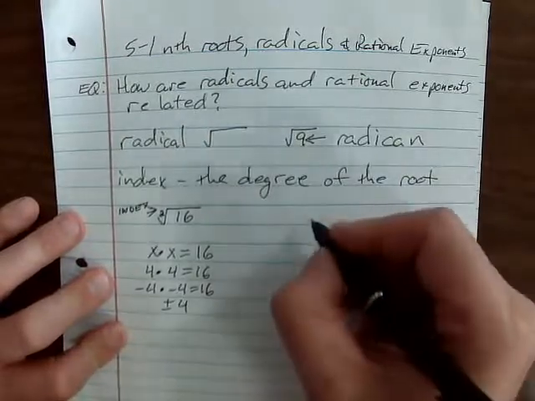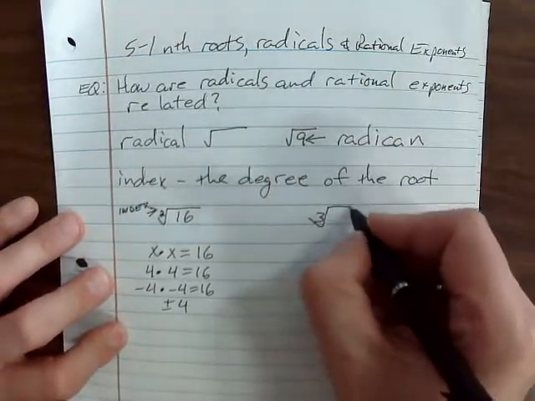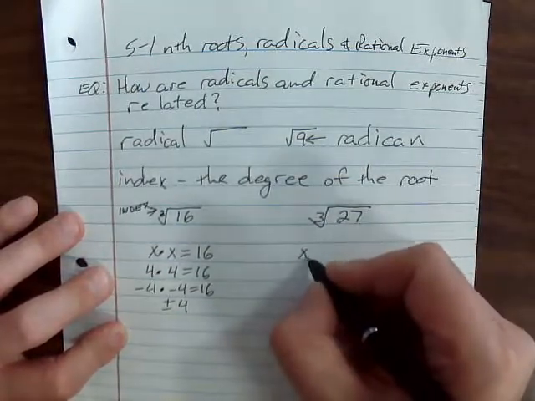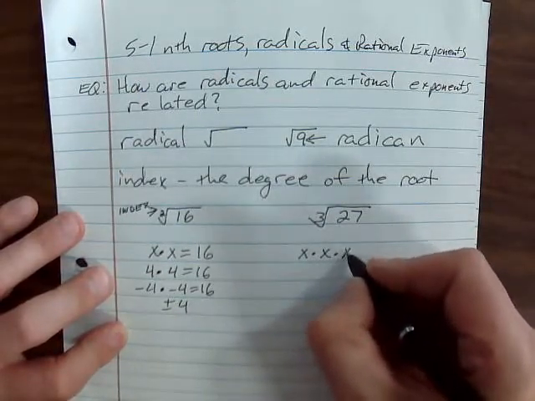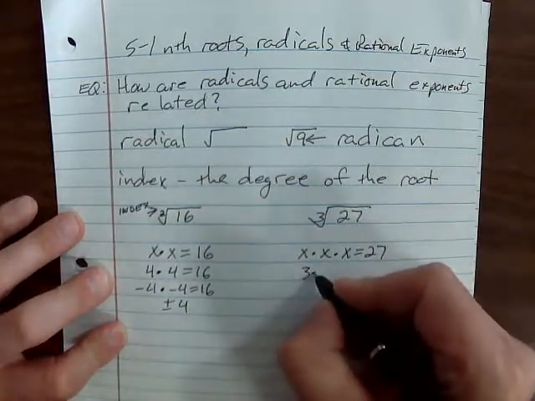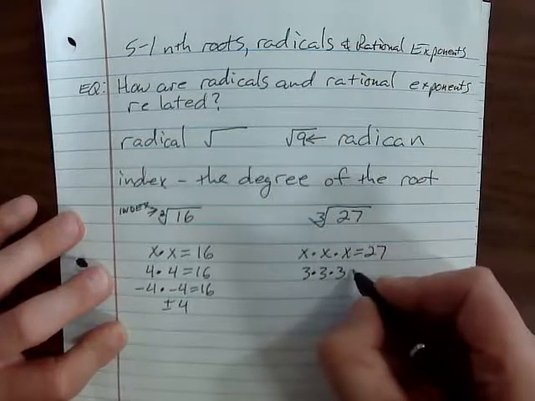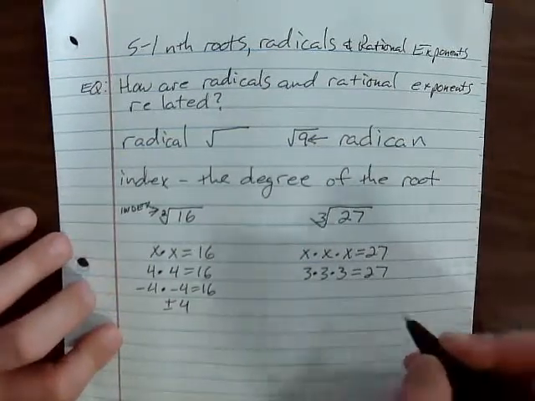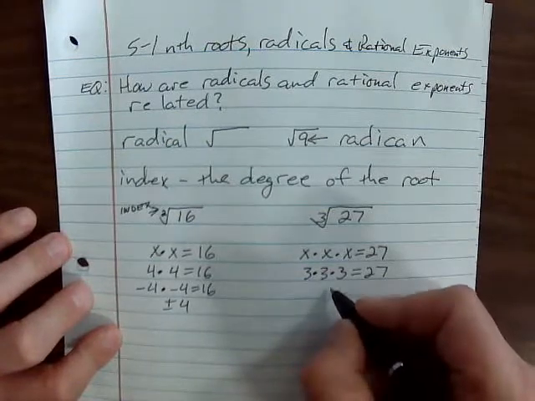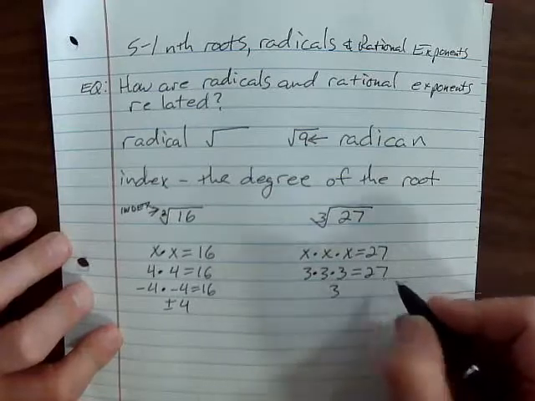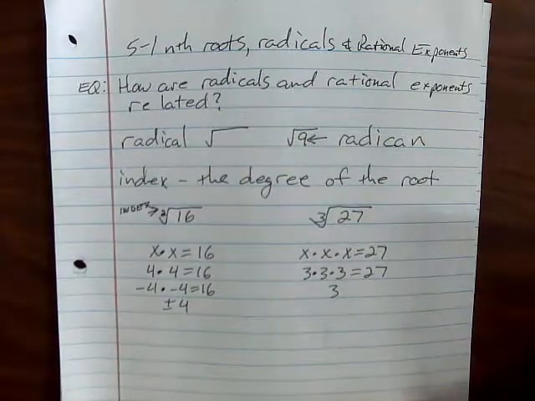Well, we can have other roots as well. This is called the cube root. So the cube root of 27 means what number times what number times what number equals 27. So for that, it would be 3 times 3 times 3 equals 27. So the cube root of 27 is just positive 3, because negative 3 times negative 3 would be 9. 9 times negative 3 would be negative 27, and that would not be correct.